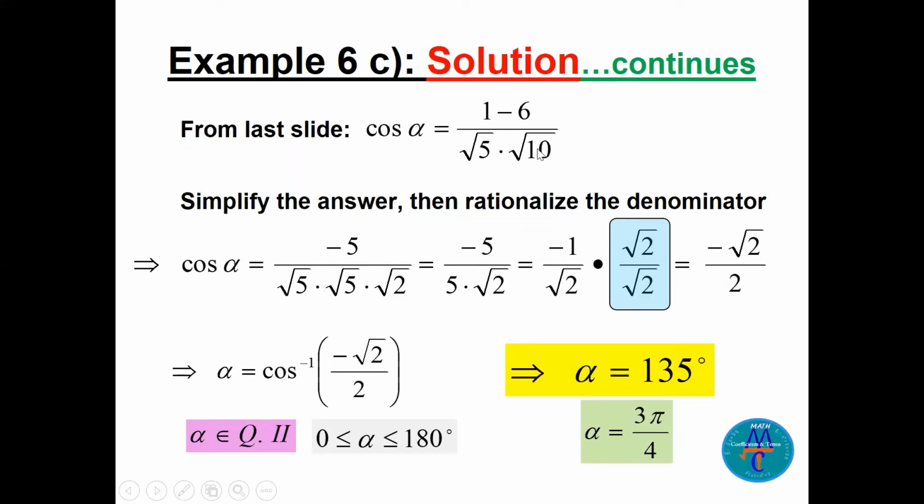And this square root of 10, I can split into square root of 5 times square root of 2. So this will be 5 here, so I can cancel the 5. -1 over square root of 2. When I rationalize it, it will be a negative number. But this is a known, special angle. Minus square root of 2 over 2 is the cosine of alpha. So alpha will be cosine inverse of minus square root of 2 over 2. Since this is minus, alpha should be in quadrant 2, which is between 0 and 180. So this angle will be 135 degrees or 3 pi over 4.